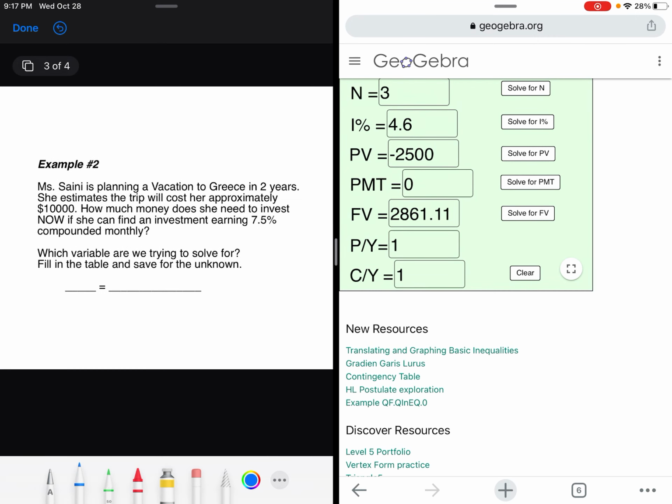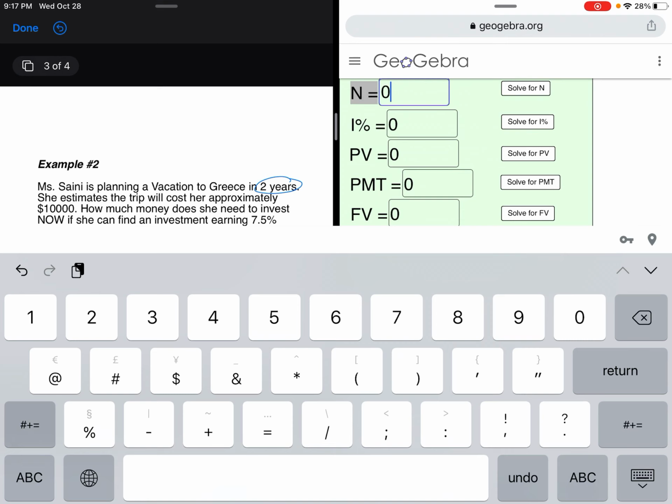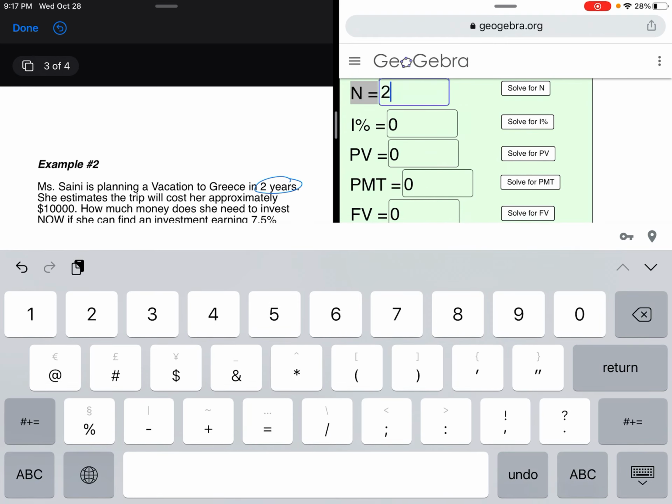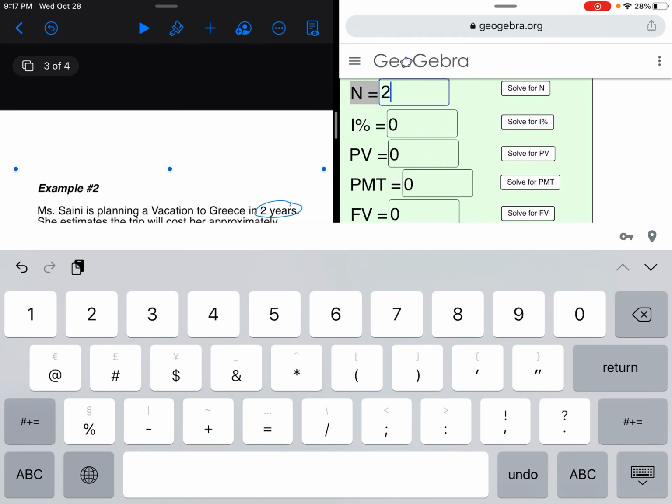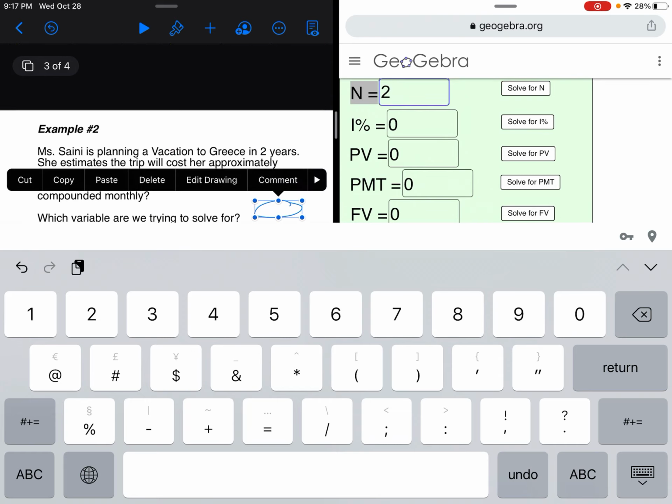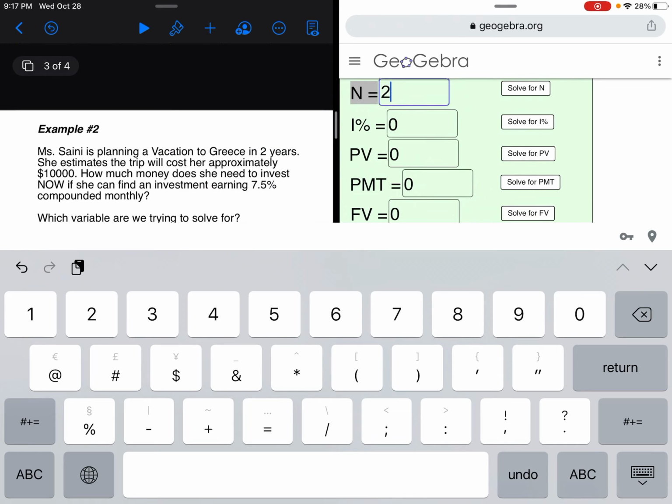Now this next one, all I'm doing is looking for the information. I'm going to clear my graphing calculator. We're going to Greece for 2 years. So let's see, yep, that's going to be our years, so we're going to put 2 in. The next thing it says is that we need approximately $10,000. If we need that, that's actually going to be our future value, so we're going to put in 10,000 for future value.